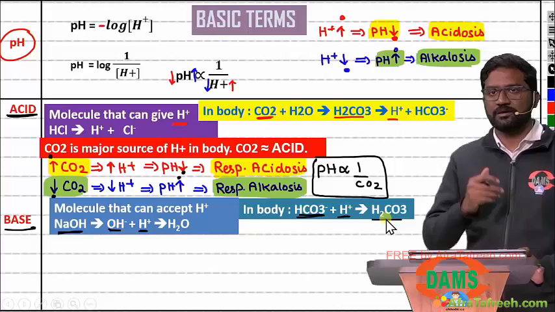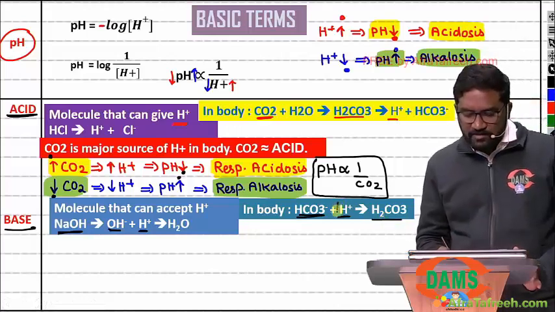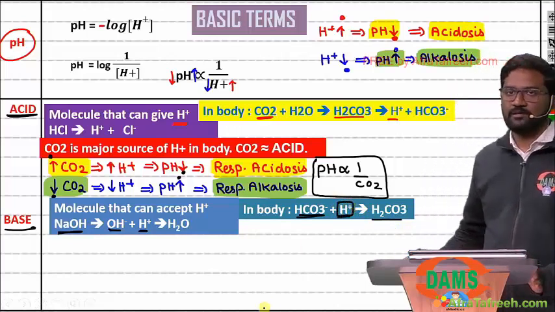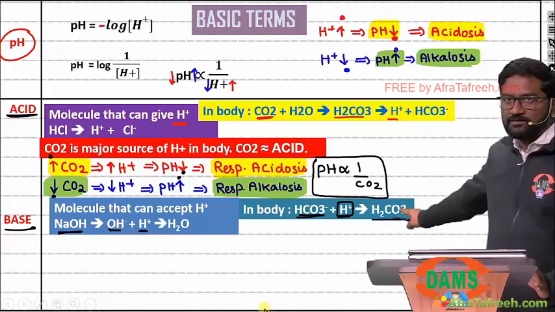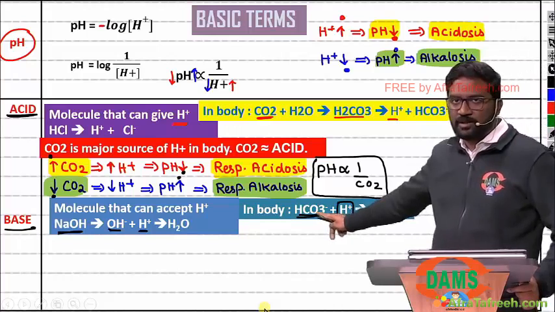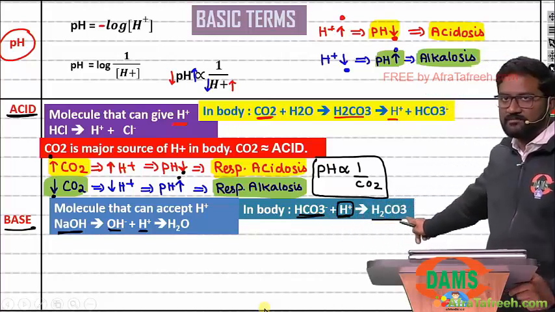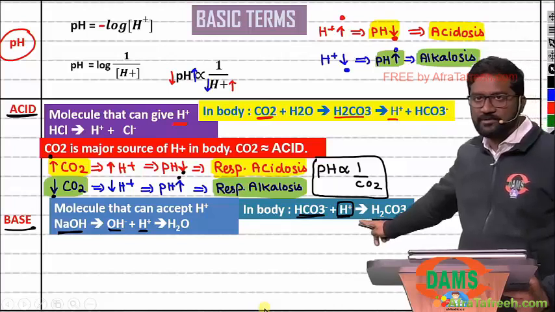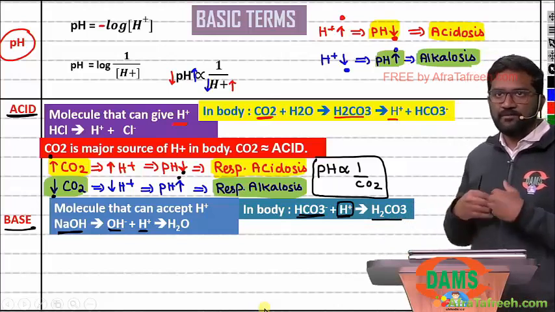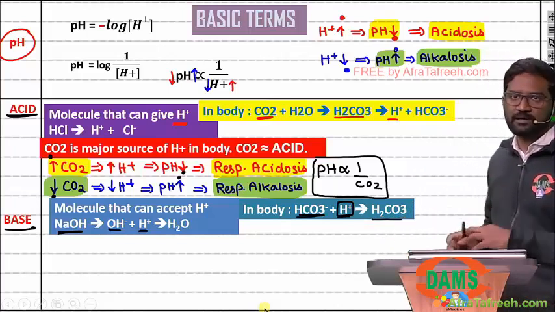Why are you calling it a base? See here, students, in chemistry H plus is considered a very strong acid, whereas carbonic acid is considered a weak acid. Because bicarbonate is binding with a strong acid and making it a weak acid, the acidity of the solution has been reduced. So the base work has been done. So anything that reduces acidity is automatically a base.